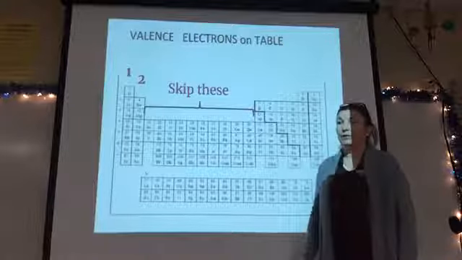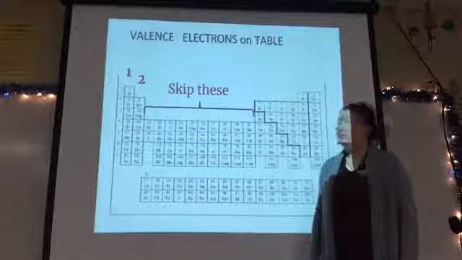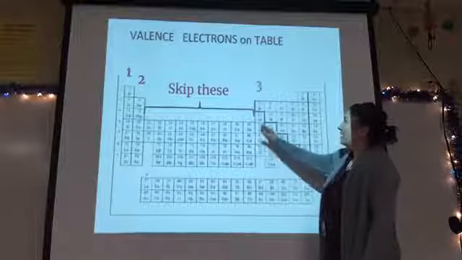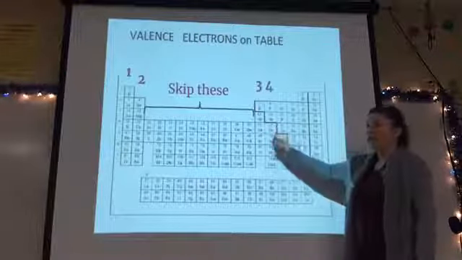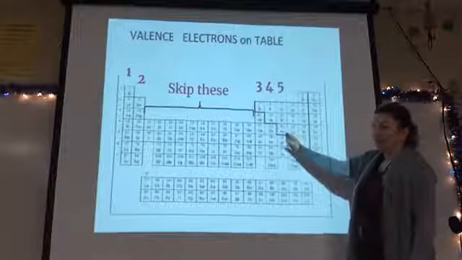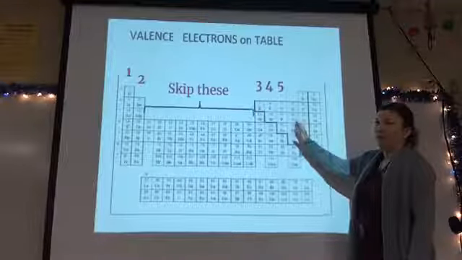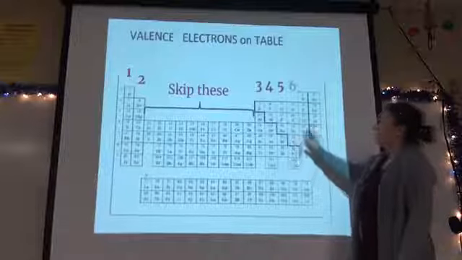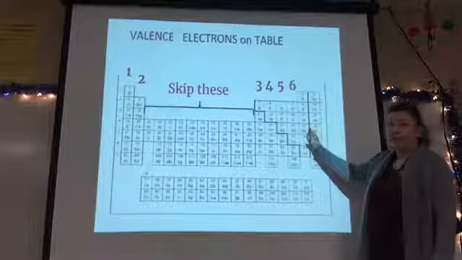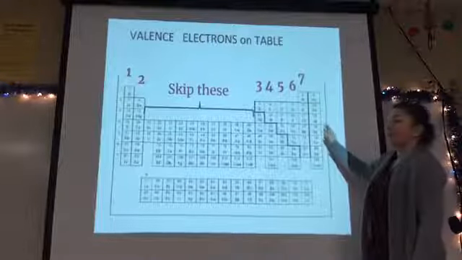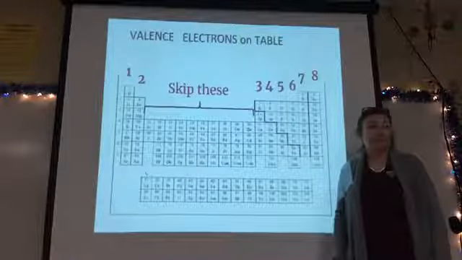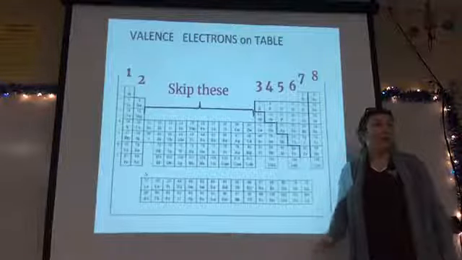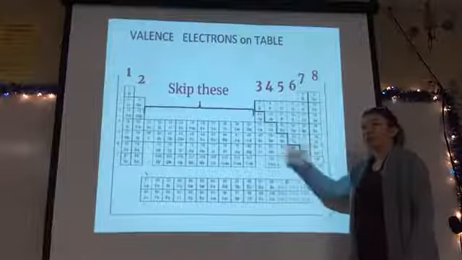So far, so good. Group 13 has 3 valence electrons. Group 14 has 4. Group 15 has 5. See the trend? Group 16 has 6. Group 17 has 7. Group 18 has 8. Does that make sense? It's pretty straightforward. I will also ask you this on the test.